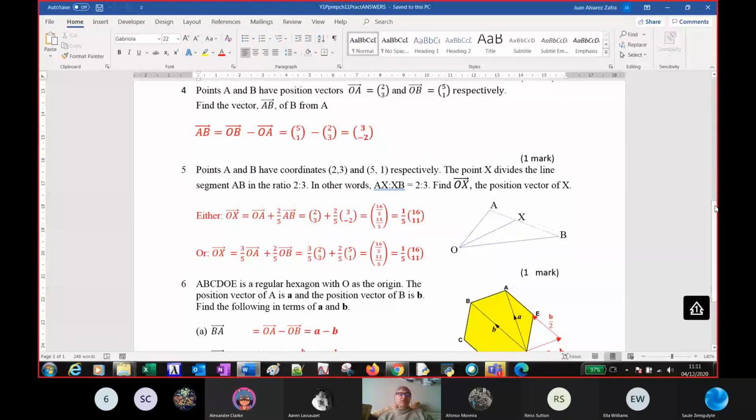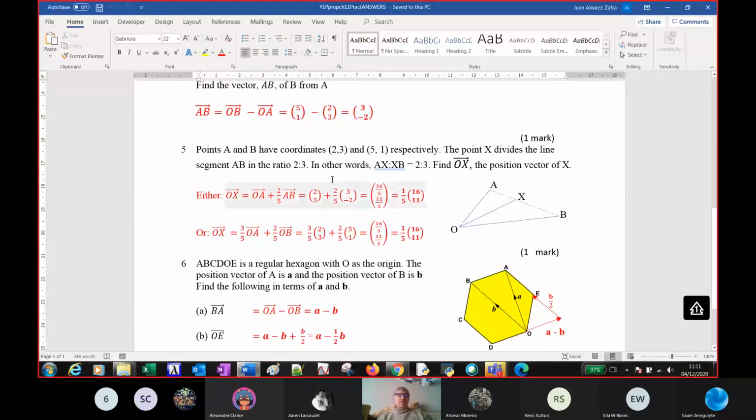Right, let's have a look at question 5 now properly. A and B have the coordinates (2, 3) and (5, 1). So in other words, they're the same as in question 4. The point X divides the line segment AB in the ratio 2 to 3. So we're looking at this diagram. This segment here, we can think of as having length 2 relative to this length, XB, which has length 3. And we want to find the position vector of OX. In other words, we want to find how to get to X from O. We want this vector indicating here.